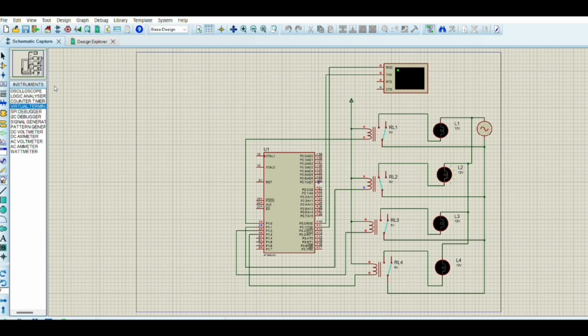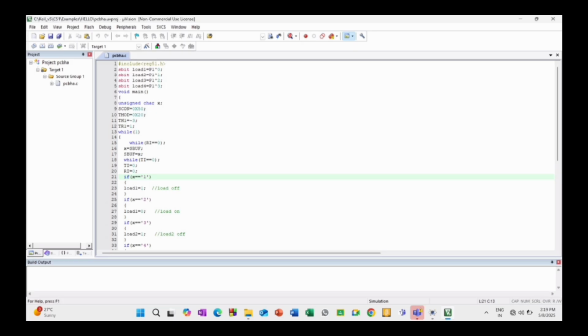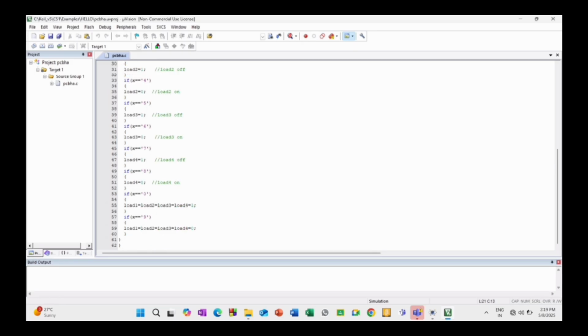When the user gives 2, 4, 6, 8 as inputs, the loads turn on, and when he gives 1, 3, 5, 7 as the input, the loads turn off. When the user gives 9 as input, all the loads turn on, and when he gives 0 as input, all the loads turn off. At the end of the video, we have provided the 8051 microcontroller code for the given simulation.